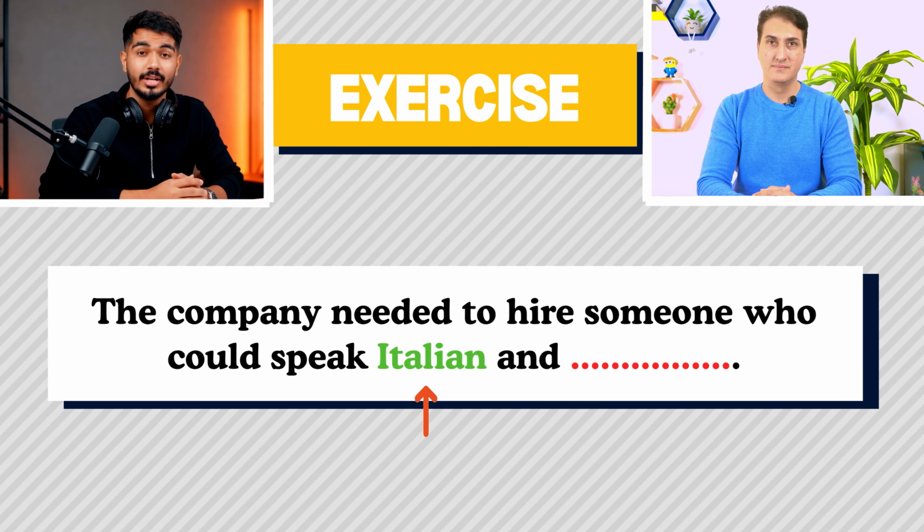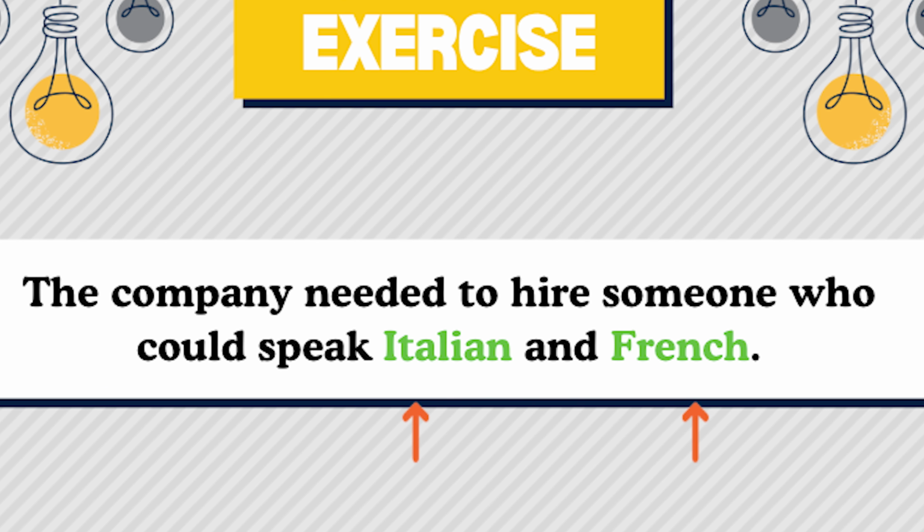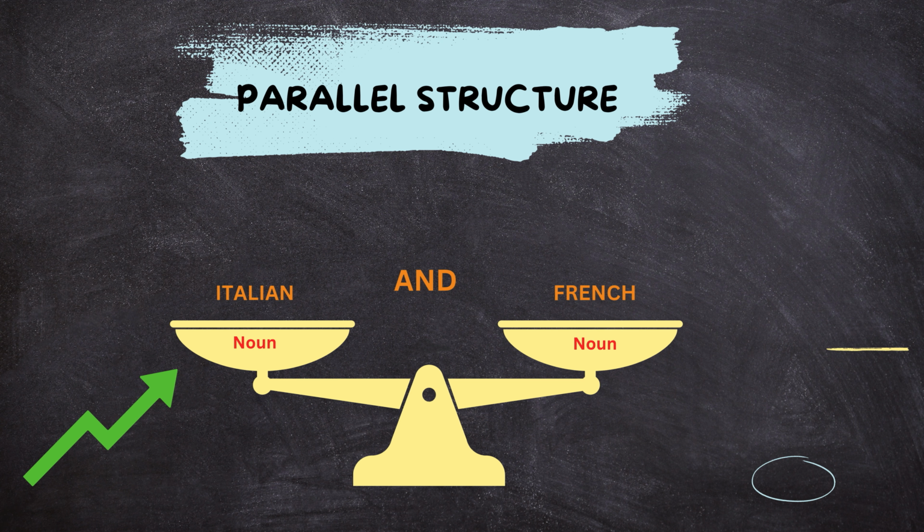Italian here is a noun, so we need another noun to keep the structure parallel. I would say, the company needed to hire someone who could speak Italian and French. Perfect. Now, both are nouns and the structure is parallel.